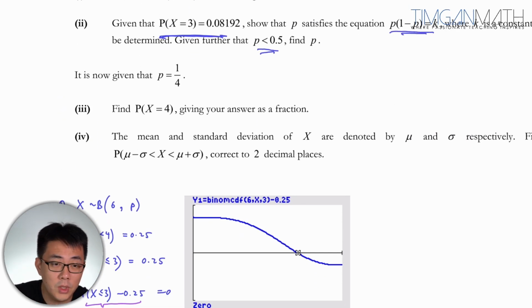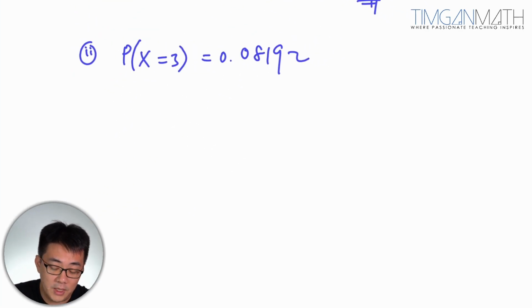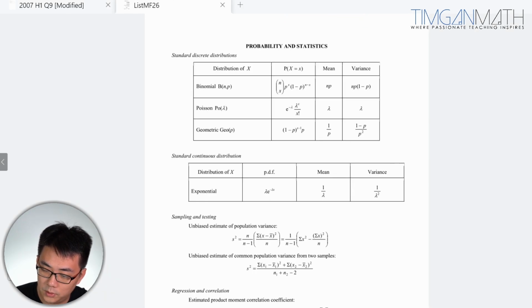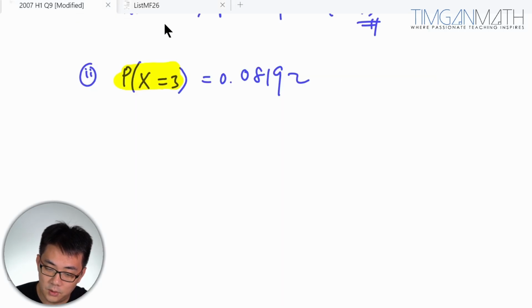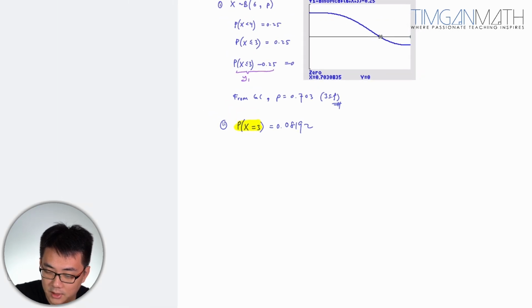Meaning to say you need to use the formula from MF26. This is the PDF, so essentially you are looking at 6 choose 3. Using the formula from MF26 would be this one here. So we scroll to this page here, the formula in MF26. This is the PDF formula that we are using. So just know that you can do that. We've done that quite extensively in class actually.